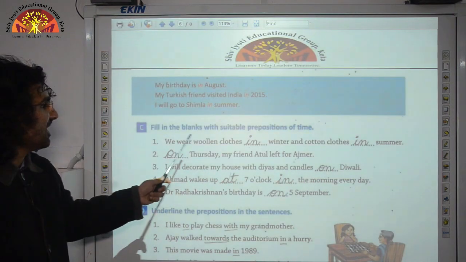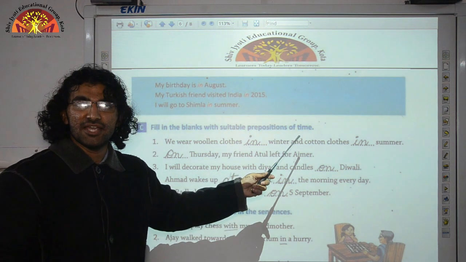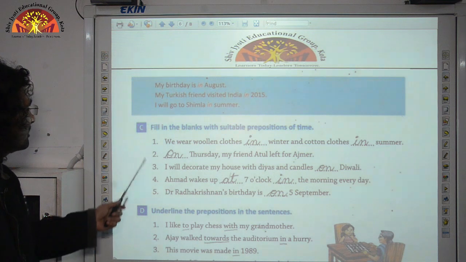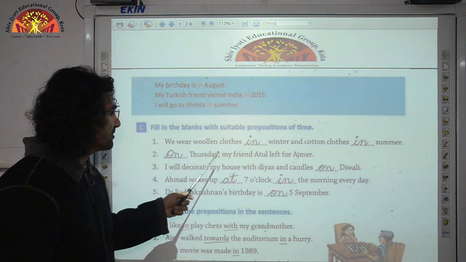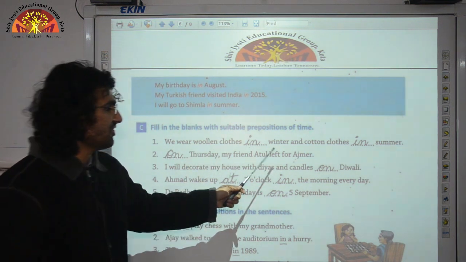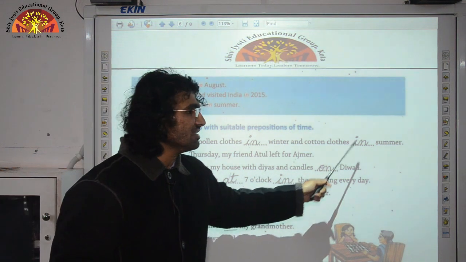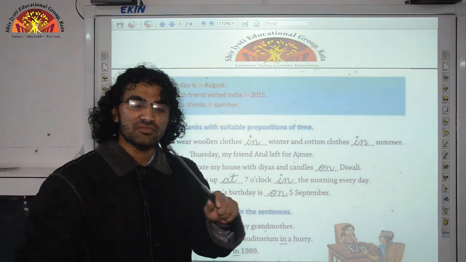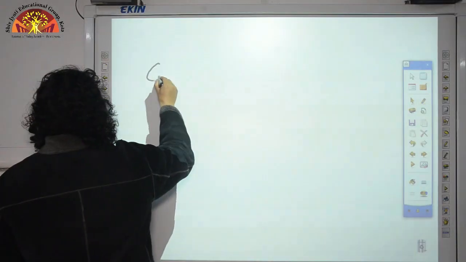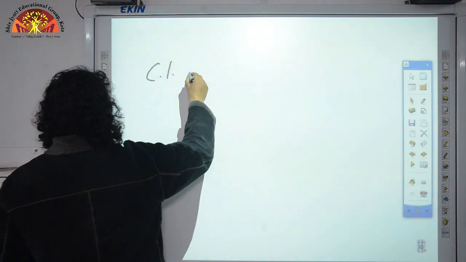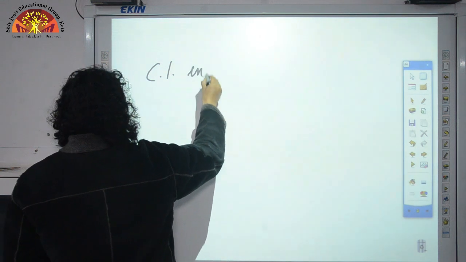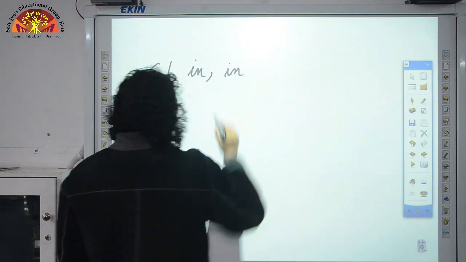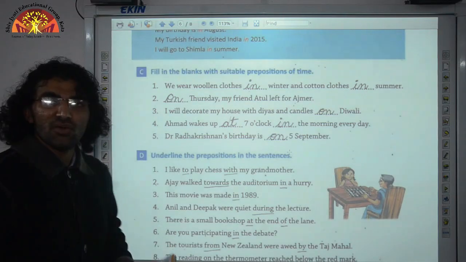Exercise C. Fill in the blanks with suitable prepositions of time. Okay, we just now learnt about prepositions of time on, in, at. We wear woolen clothes in winter and cotton clothes in summer. For seasons we use in. This is what we have learned. Exercise C. First one. Answer is in winter, in summer.